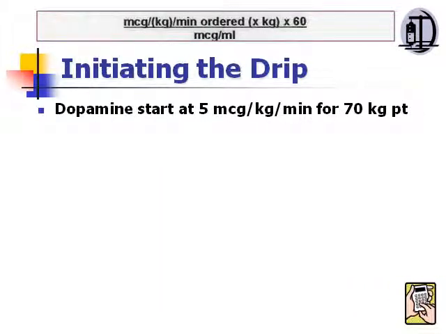Okay, so you have your order for dopamine to start it at 5 mics per kilo per minute on your 70 kilo patient. So if you look up top, we've got an example there. You're going to take whatever's ordered, that's the mics per kilo per minute, multiply it times the kilograms if it's a weight-based drug, and multiply it times 60 if you're dosing it per minute. And then you're going to divide by whatever's in the bag, so mics per ml.